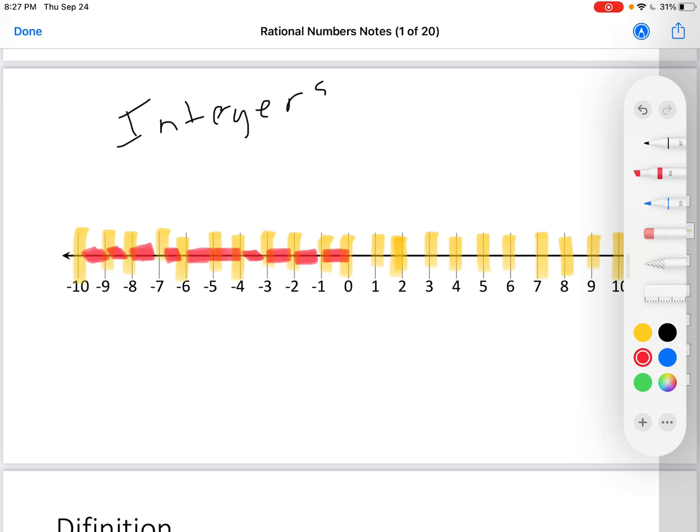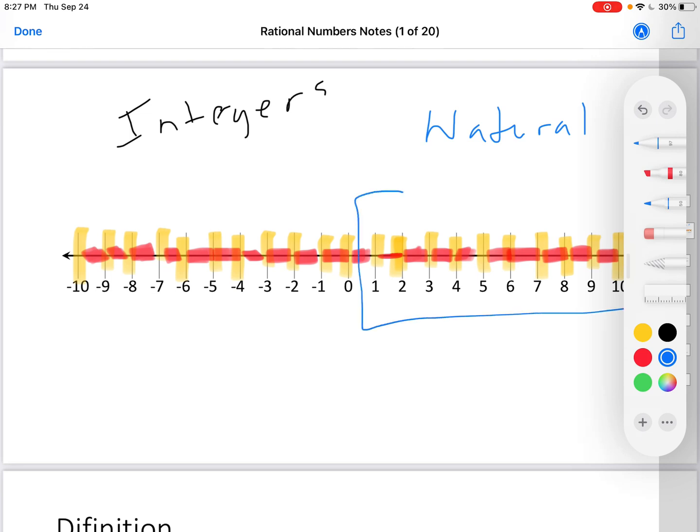Then we learned about the natural numbers, and the natural numbers were the integers that were positive, but they still did not include any of the numbers in between. So today we are learning about rational numbers, and rational numbers are in between.